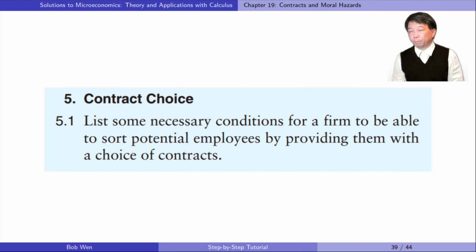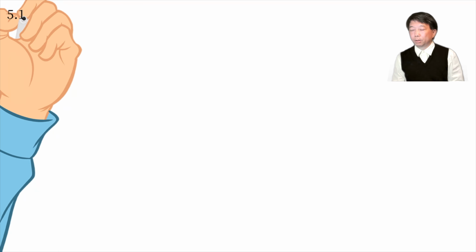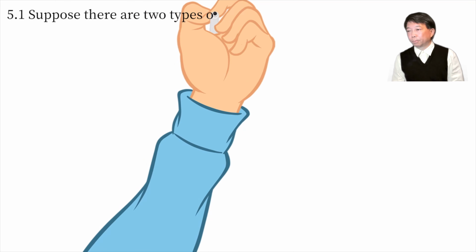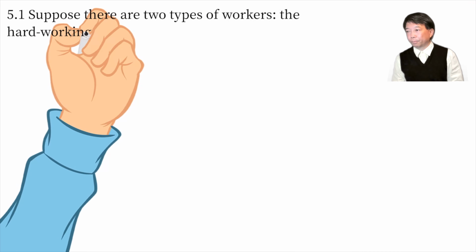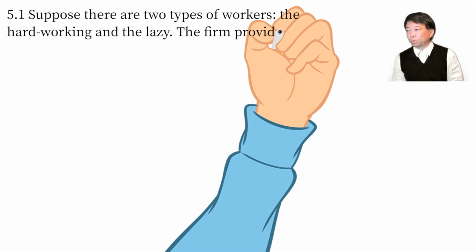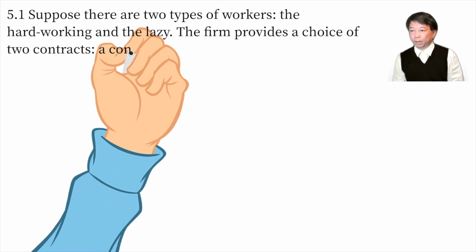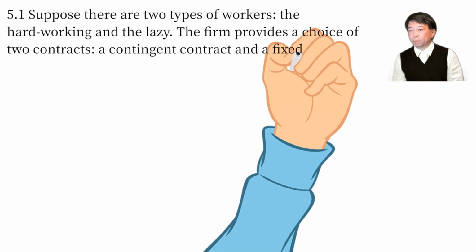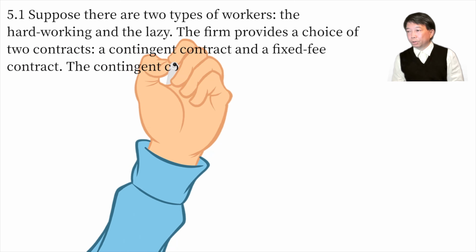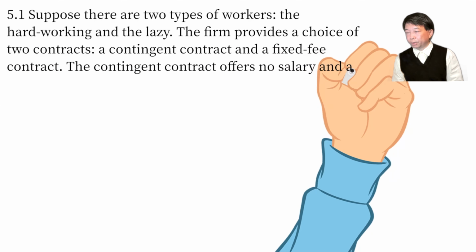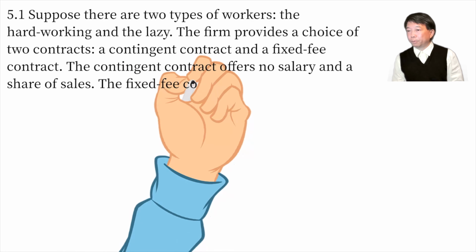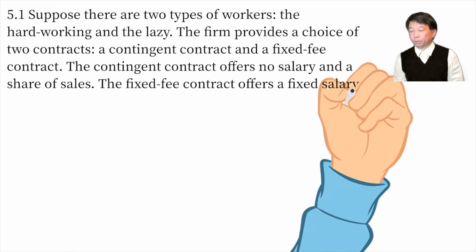Let's go to exercise 5.1. List some necessary conditions for a firm to be able to sort potential employees by providing them with a choice of contracts. Suppose there are two types of workers, the hardworking and the lazy. The firm provides a choice of two contracts, a contingent contract and a fixed fee contract. The contingent contract offers no salary but a share of sales. The fixed fee contract offers a fixed salary regardless of sales.